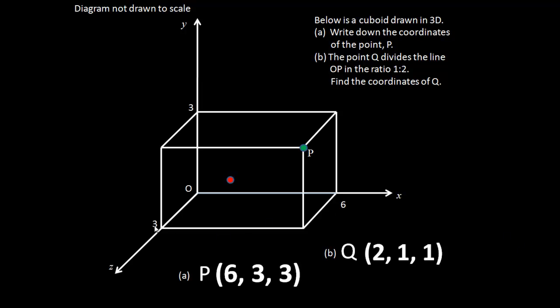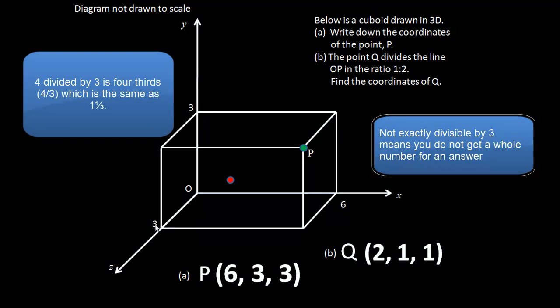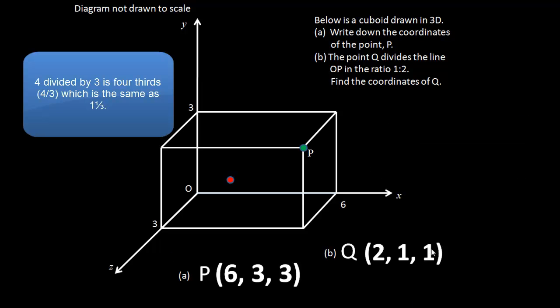Sometimes they might make these numbers not exactly divisible by 3. So for example, if that's a 4, what would this z value be? It will be 4 divided by 3, which is 4/3, which is 1 1/3. Does that make sense? Okay?